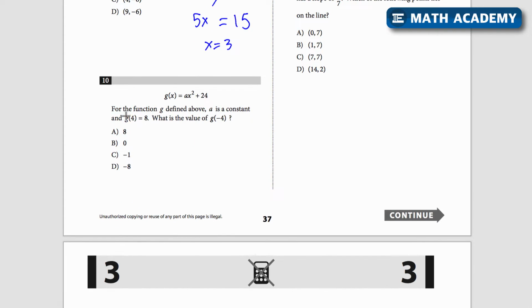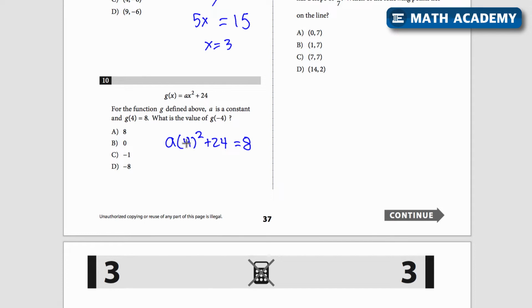Number 10. For the function g defined above, a is a constant and g of 4 equals 8. What's the value of g of negative 4? So here's our function that we have. We're given that if we plug in 4 for x, the answer is going to be 8. So that means that if I plug in 4 here, I'm going to get 8. Let's write this out. A times 4 is going in place of x squared plus 24. They tell us that that gives us 8.